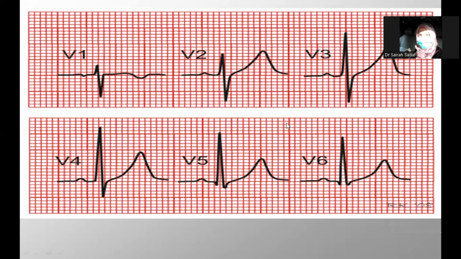Just remember that. Okay. Now, V5, V6, these are on the left side. They show the electrical activity going on the left side of the heart, so they will always be positive. But if there is a deeper S wave, or you can say a predominantly negative deflection in V5, V6, that means there is something wrong.